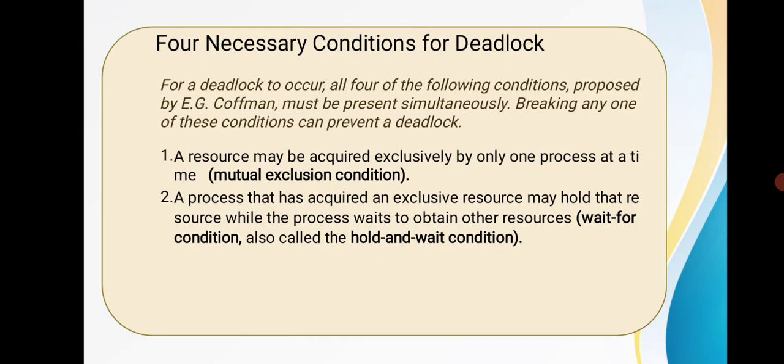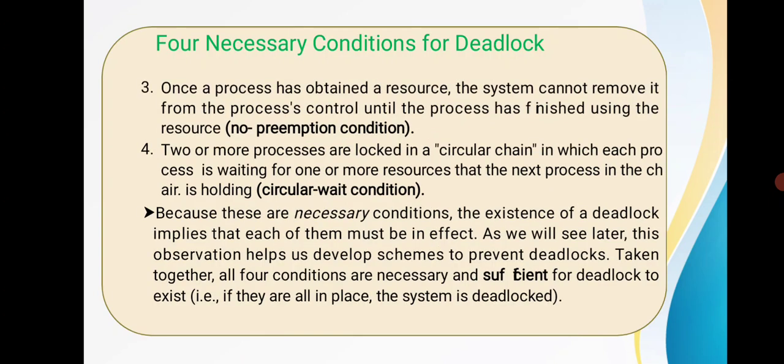Because these are necessary conditions, the existence of deadlock implies that each of them must be in effect. As we will see later, this observation helps us develop schemes to prevent deadlocks. Taken together, all four conditions are necessary and sufficient for deadlock to exist. If they are all in place, the system is deadlocked. So we need to break any one of these conditions, and then the system will not suffer from deadlock.